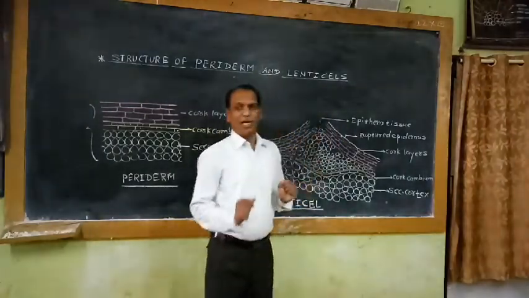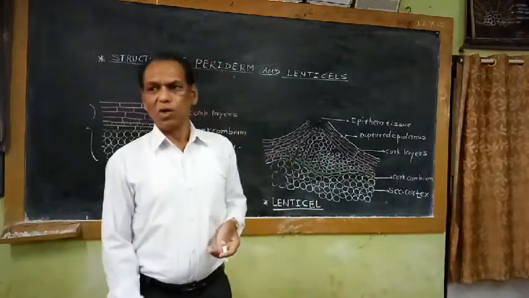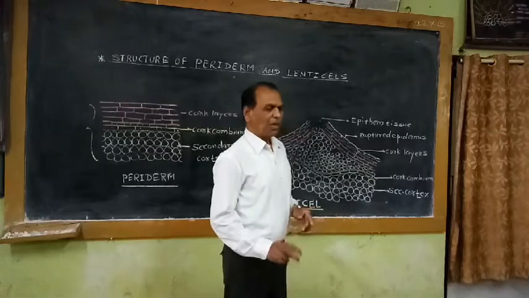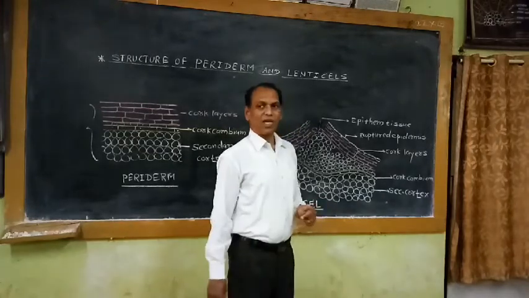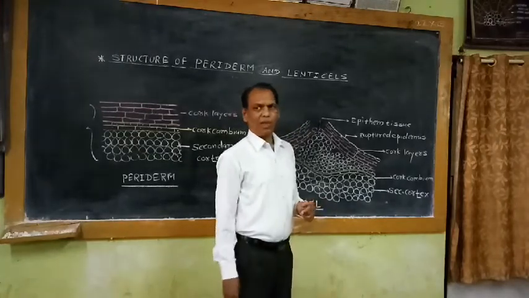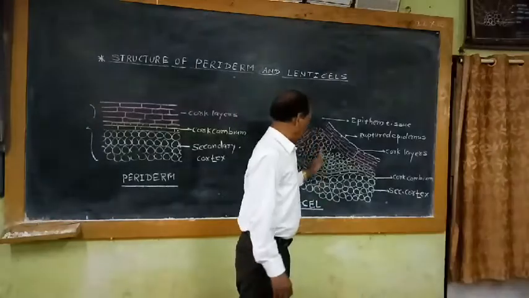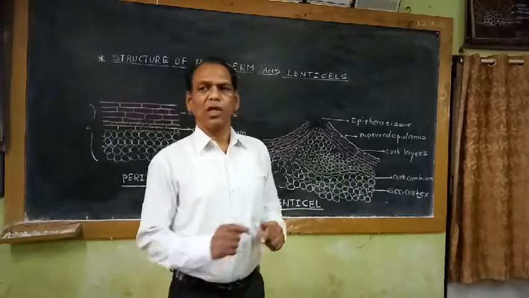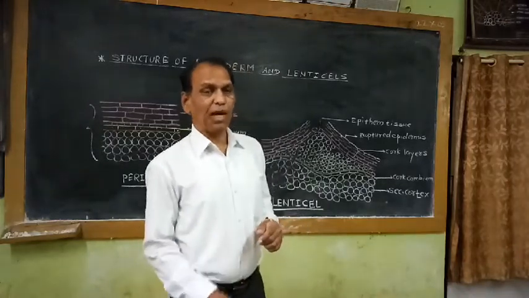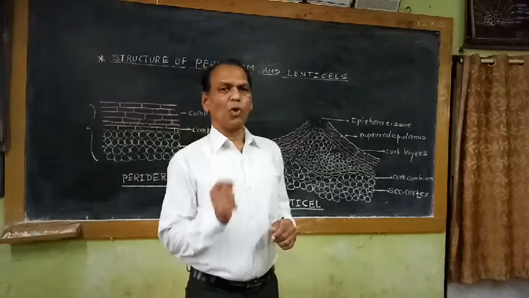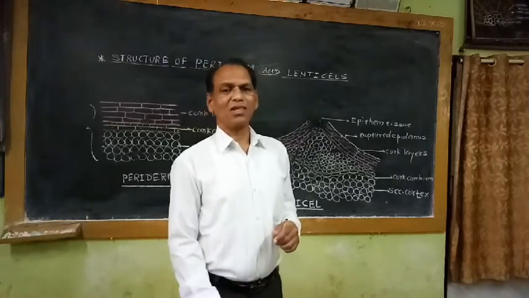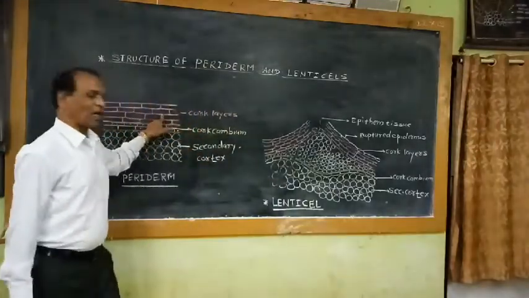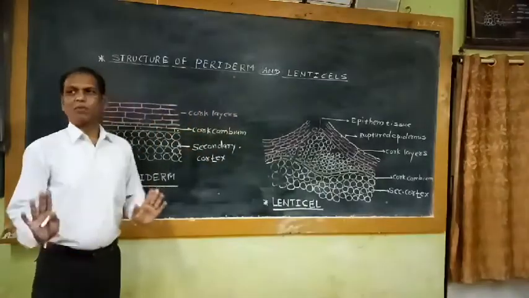So what is the function of the lenticel? The lenticel plays an important role in gaseous exchange. For cell respiration, O2 is essential. Except for O2, plant cells can't survive. Before secondary growth, the epidermis was intact, and through the minute pores in the form of stomata, exchange of gases was taking place. But after secondary growth, the epidermis is replaced by these cork layers and exchange of gases stops.